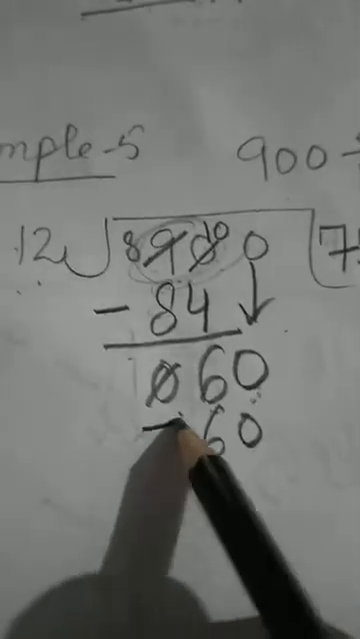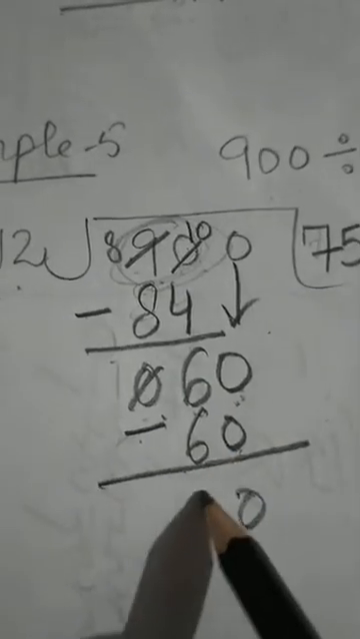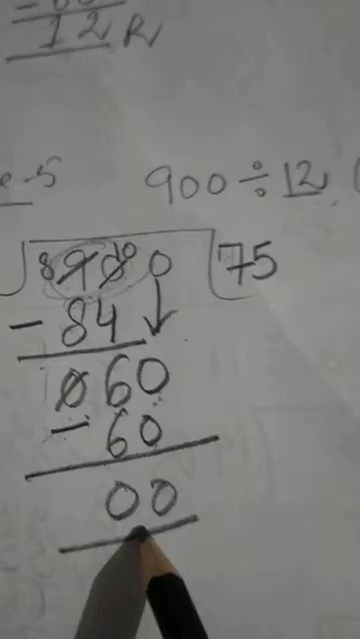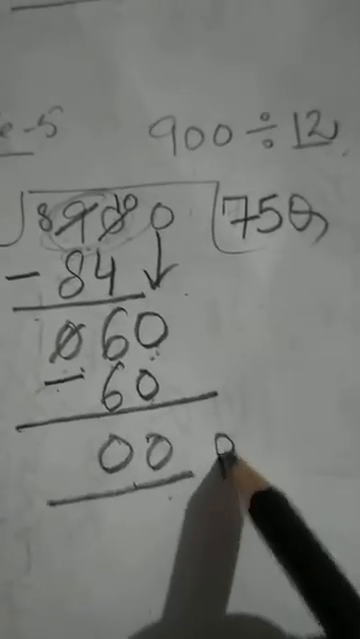After multiplication, what to do? Subtract. 0 minus 0, 0. 6 minus 6, 0. We got 0 here. Now next is bring down. There is no other digit to bring down, so our sum will be completed here. So we got 75 as quotient and 0 as the remainder.